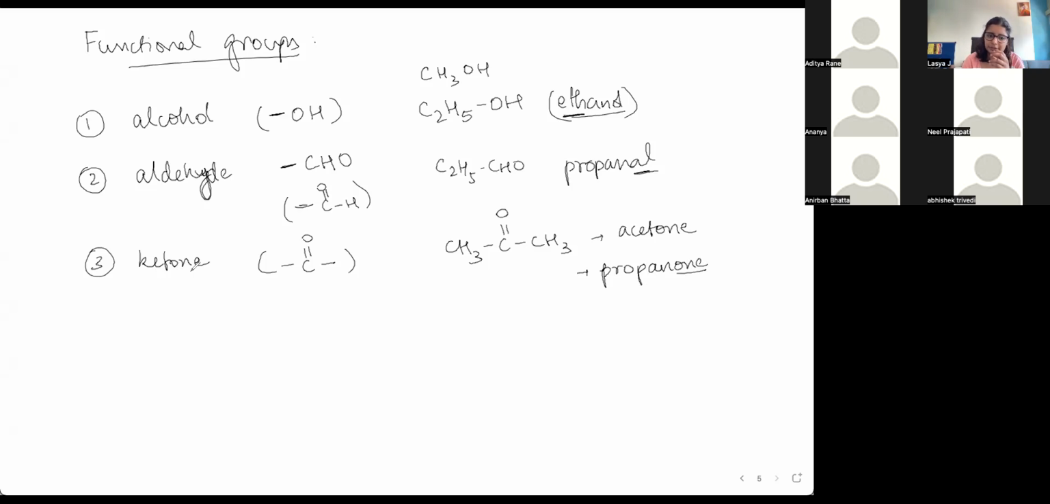Ends with -one, ketone. Then you have carboxylic acid.